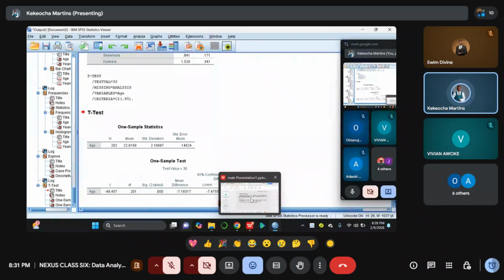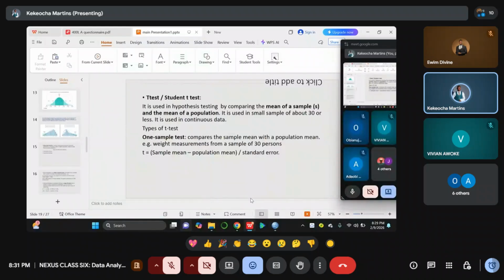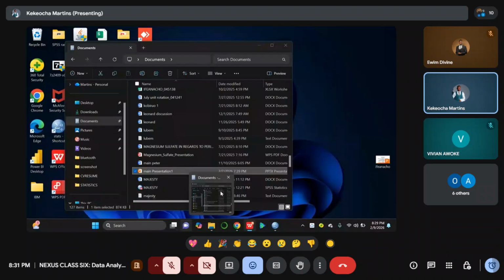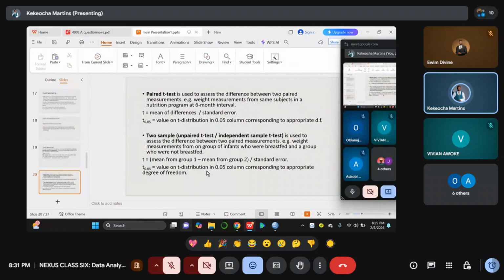Okay, we'll go over to the next one, which is the paired t-test. So in paired t-test, you are trying to assess if there's a difference between two paired measurements. For example, weight measurement from the same subject in a nutrition program. So from one person, we are getting 2 readings. So it's a pair of readings for one person. So each person has a pair of readings.